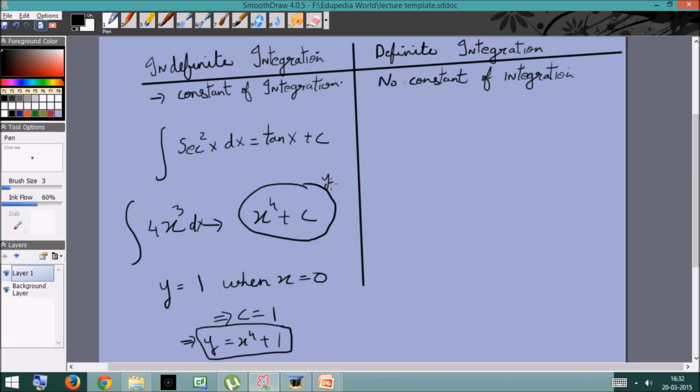Now I'll show you a way to get x to the power 4 plus 1 without introducing this constant of integration at all. So in this case, we'll calculate the integral of 4x cubed dx. We were given dy by dx is 4x cubed, so we need to find the integral of 4x cubed dx. Now if dy by dx is 4x cubed, then dy is 4x cubed dx. So the integral of 4x cubed dx is the same as the integral of dy.